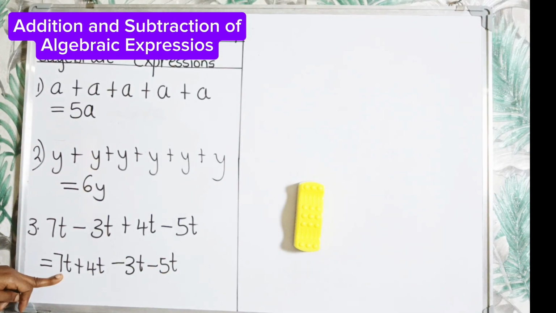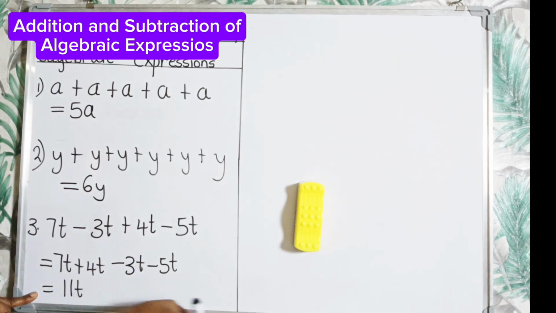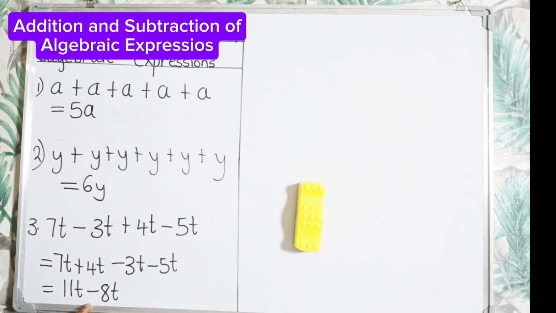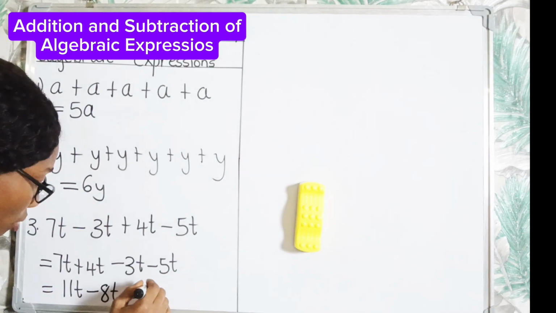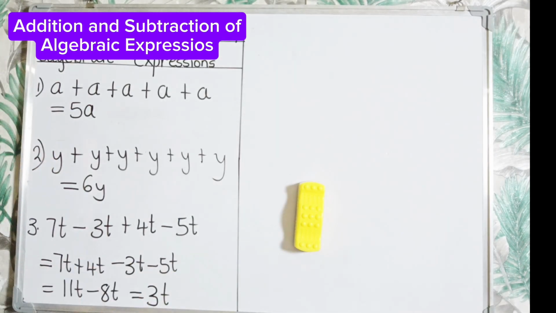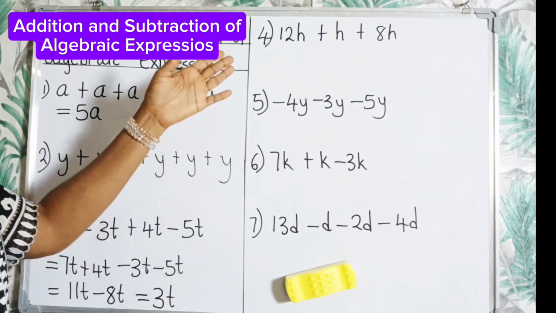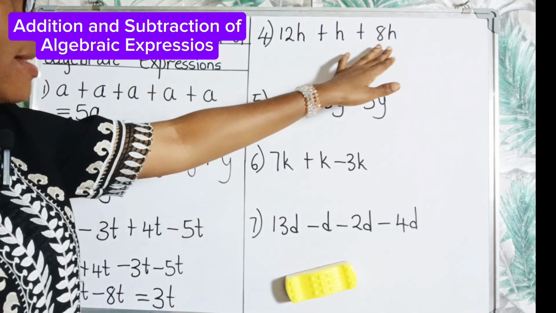So 7t plus 4t is equal to 11t. Minus 3t minus 5t is minus 8t. 11t minus 8t is equal to 3t. Okay, let's take a look at more examples. So example number 4, we have 12h plus h plus 8h.